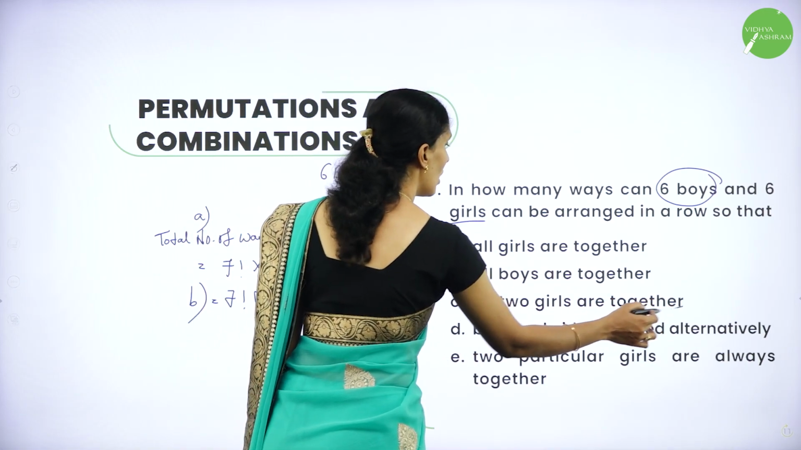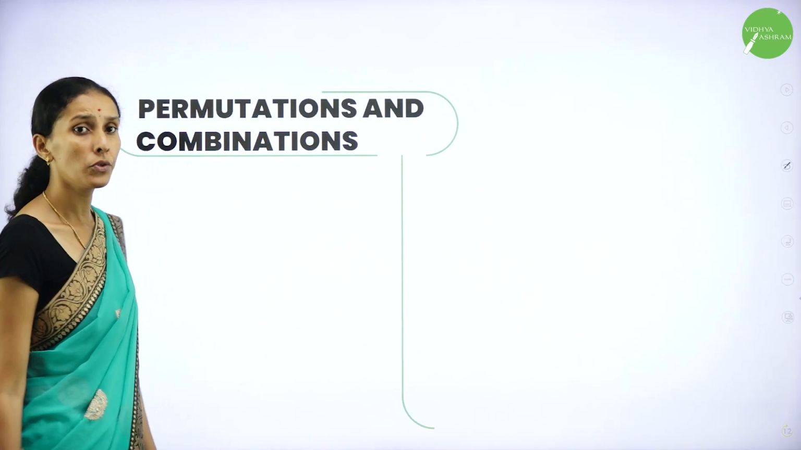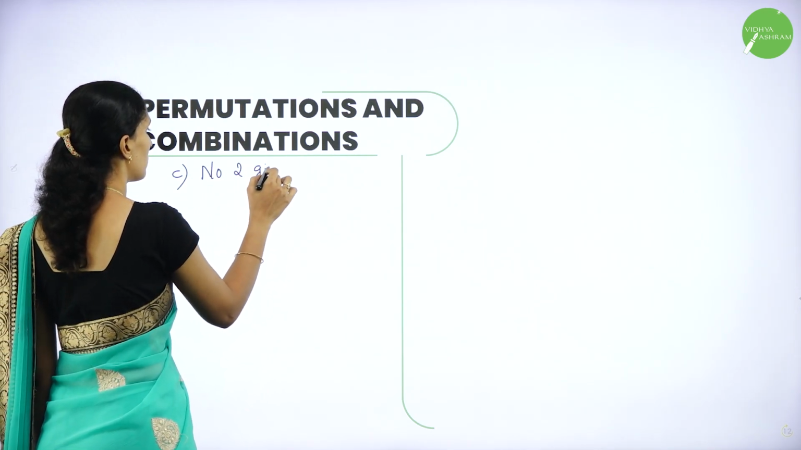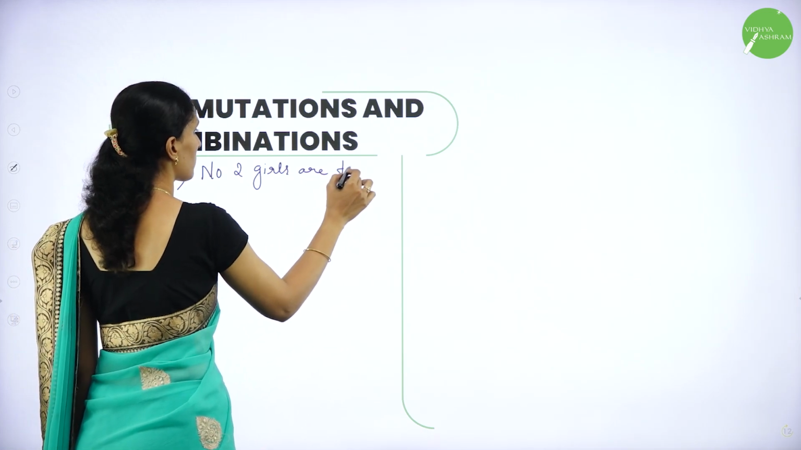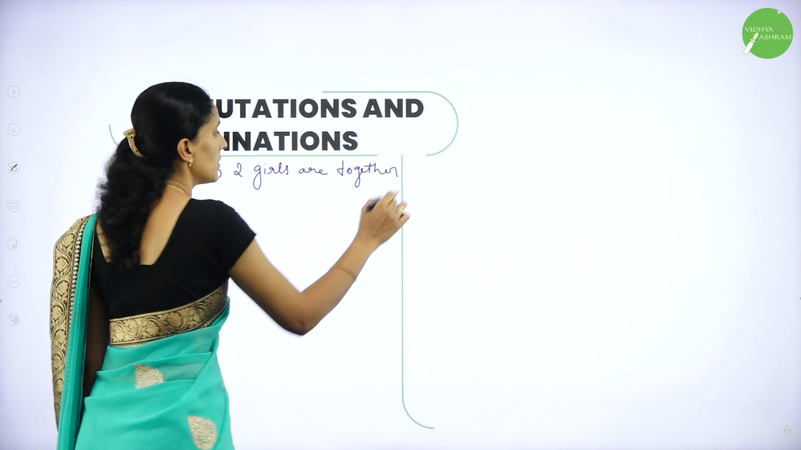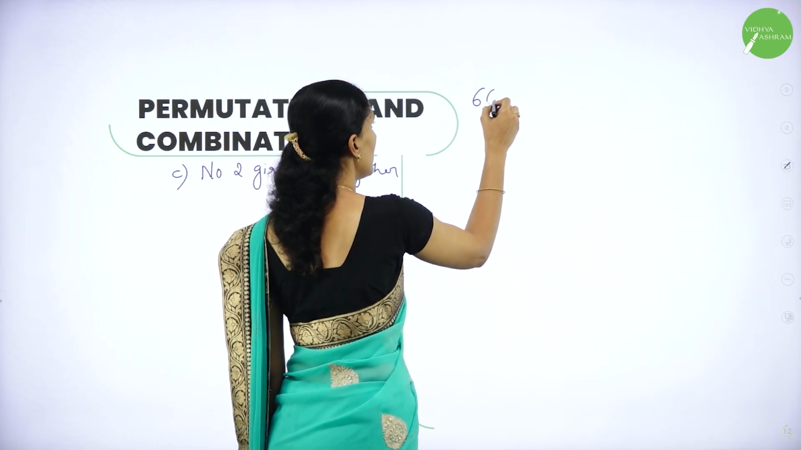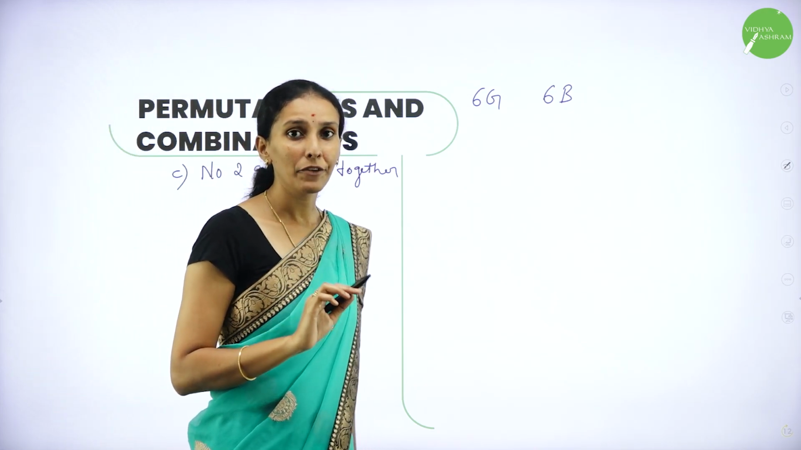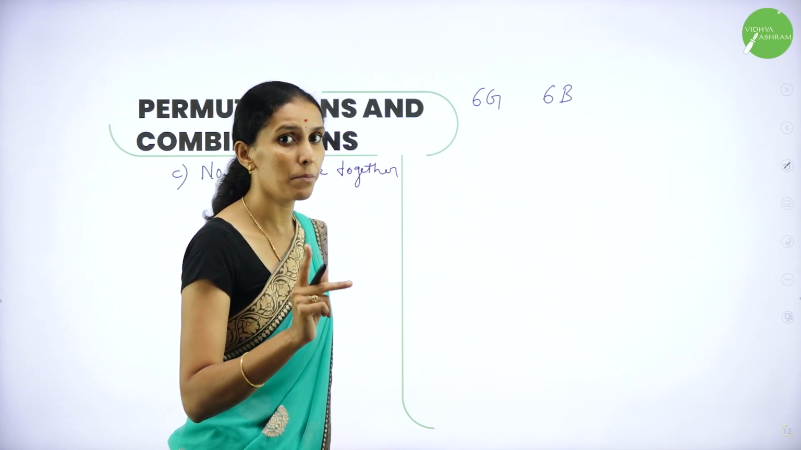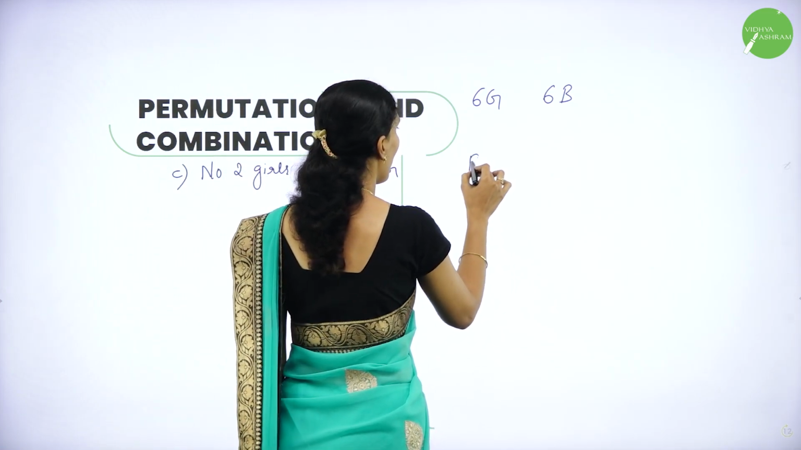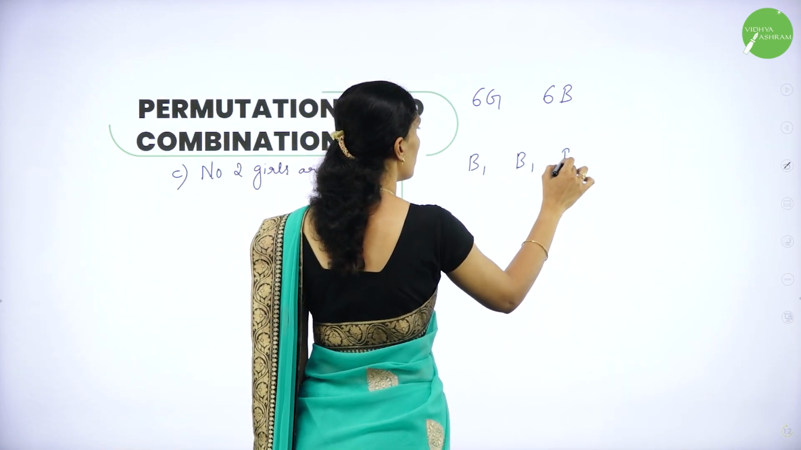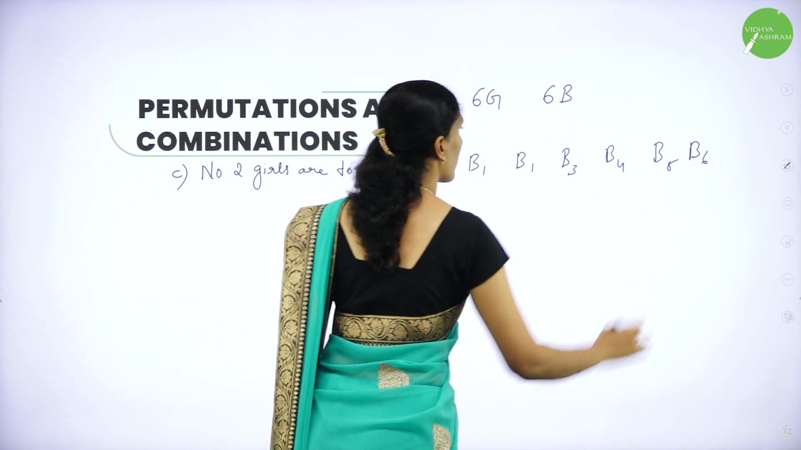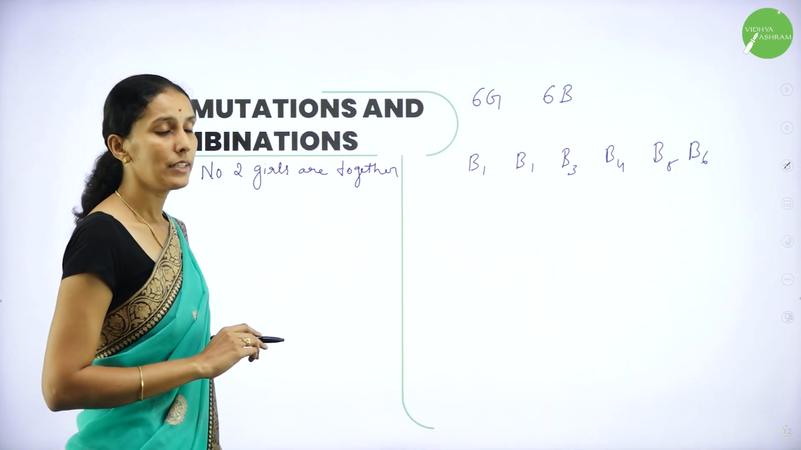Next, no 2 girls are together. So total how many girls we have? We have 6 girls and 6 boys. No 2 girls are together means what? They have to be arranged alternatively in between boys and girls. So 6 boys we have B1, B2, B3, B4, B5, B6. They have to be arranged in 6 different ways.